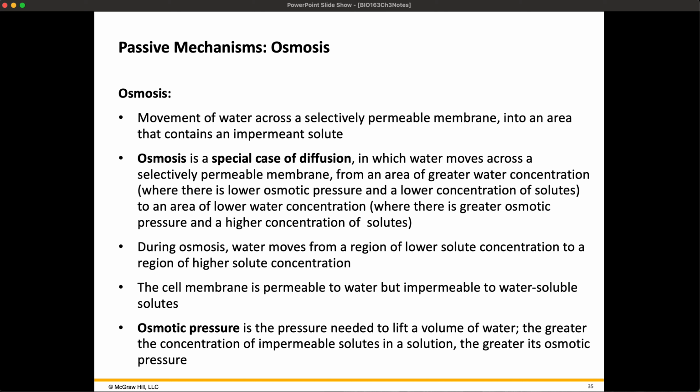Okay, so now looking, still a passive process, but this is osmosis. Osmosis is diffusion, but exclusively for water. That's essentially how you can think about it. Osmosis is exclusively referring to the movement of water across a membrane. It's a special case of diffusion. Water moves across a selectively permeable membrane, still going from greater to lower concentration.